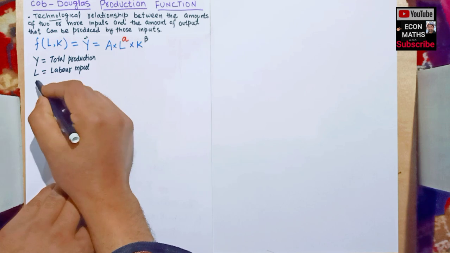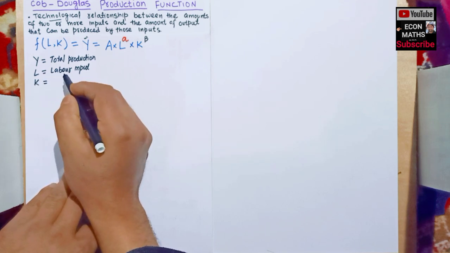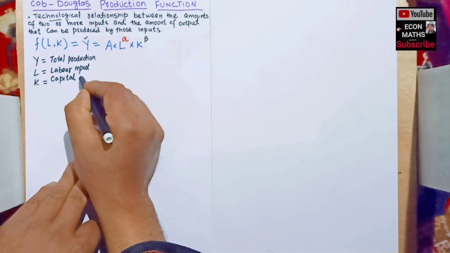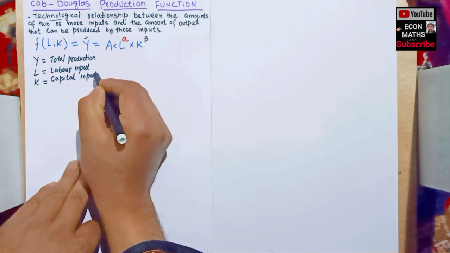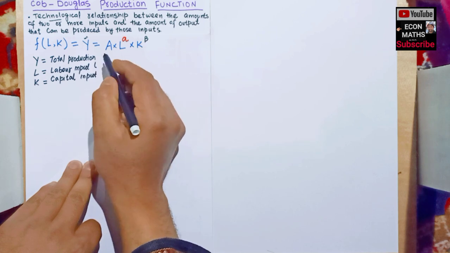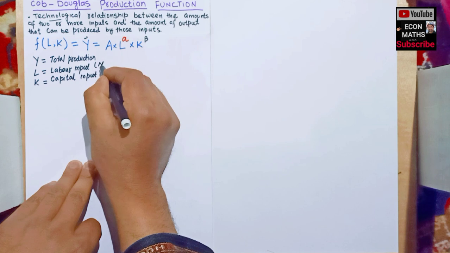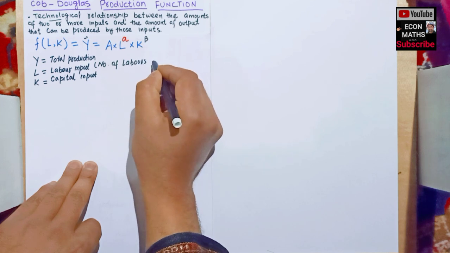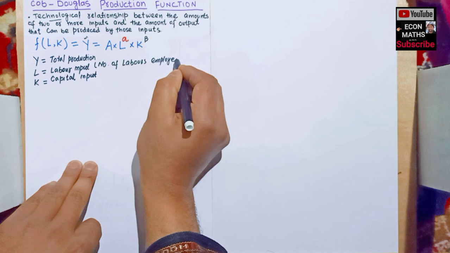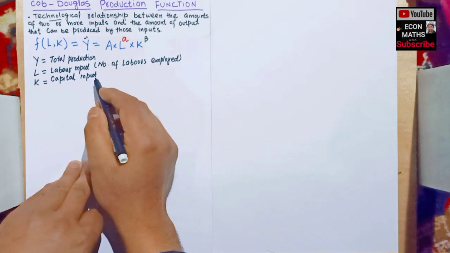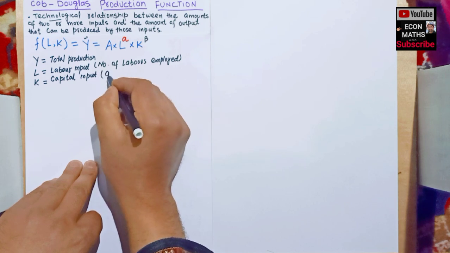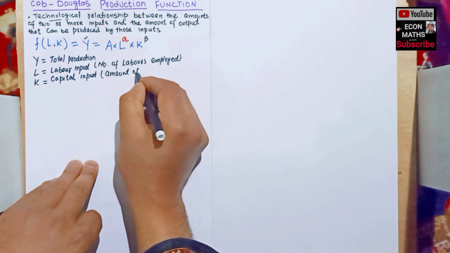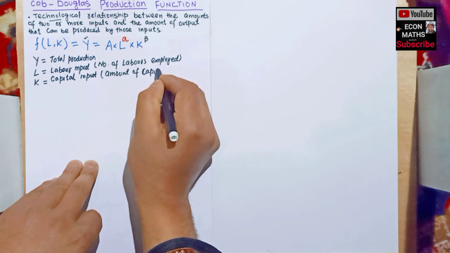Similarly, K is the capital input. Here the labor input means the number of labors employed, and capital input means the amount of capital or units of capital employed.